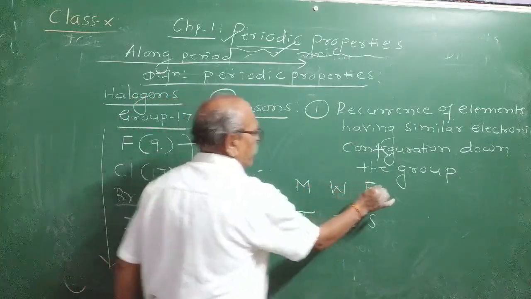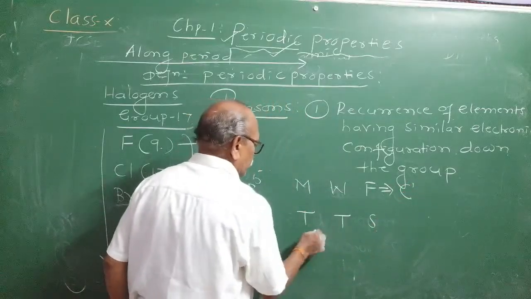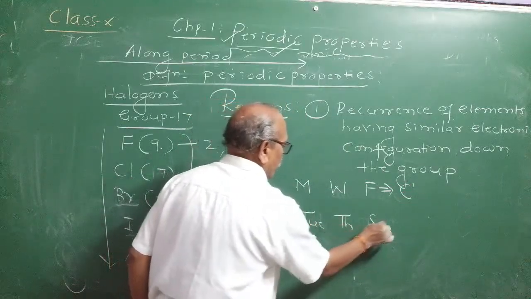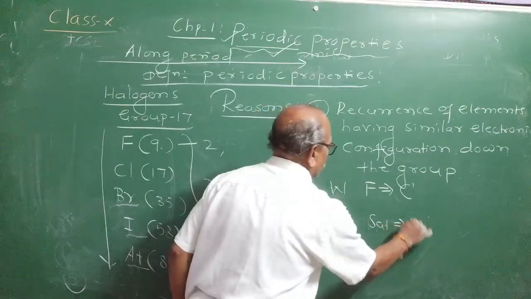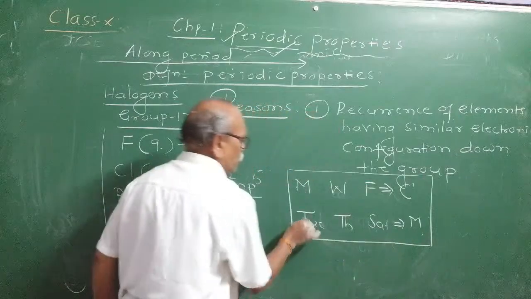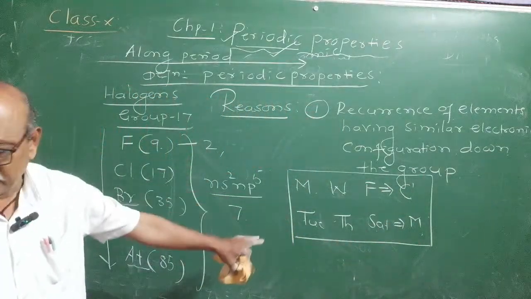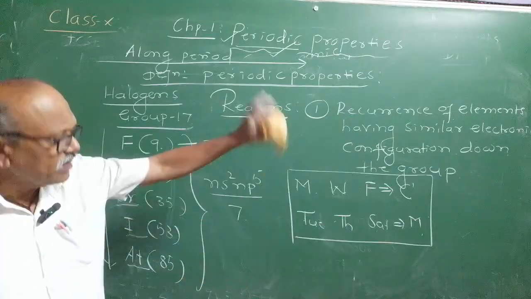Monday, Wednesday, Friday, I will be taking chemistry. Remember. Then Tuesday, Thursday and Saturday, you will have maths period. 3 periods per week, 3 maths periods and 3 chemistry periods. Systematic plan is there. Schedule is there. Complete year plan is there.